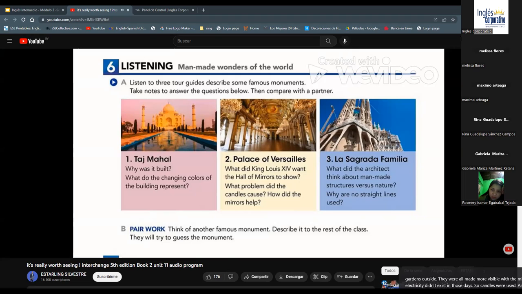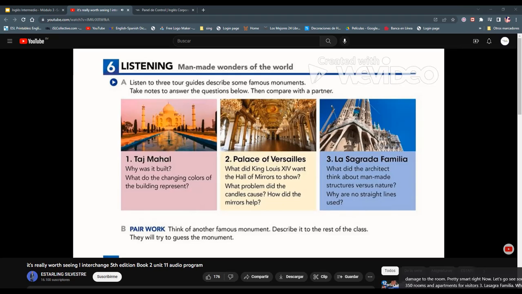3. La Sagrada Familia. What did the architect think about man-made structures versus nature? Why are no straight lines used? Folks, I am so excited today to show you La Sagrada Familia. Construction on this church started in 1882, and over 130 years later, it's still not finished. The architect, Antoni Gaudí, felt very strongly that architecture should reflect nature, and you can see this in his buildings. For example, you may notice that hill over there. La Sagrada Familia is exactly 1 meter shorter because Gaudí believed that no man-made structure should be taller than its natural surroundings. And notice the curves of the church.